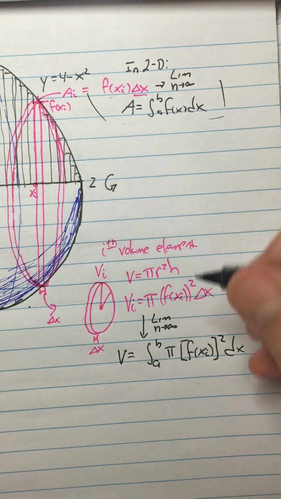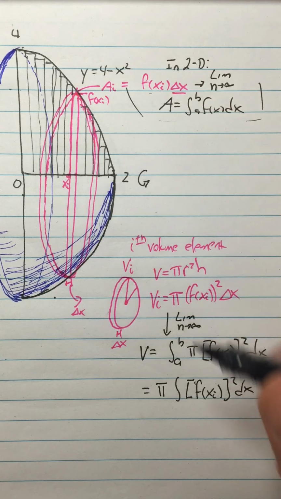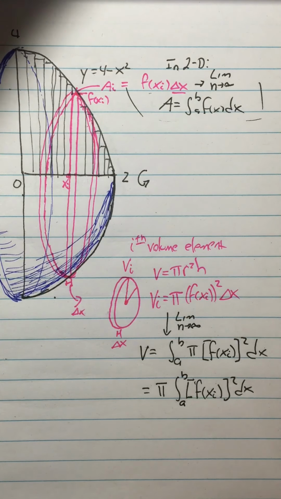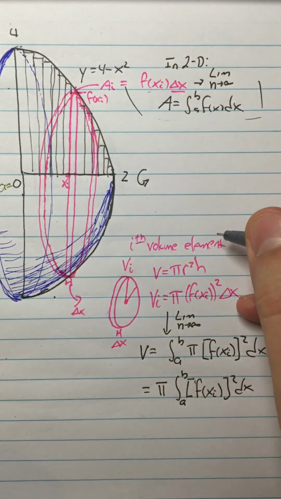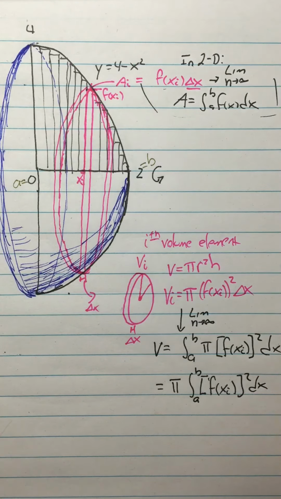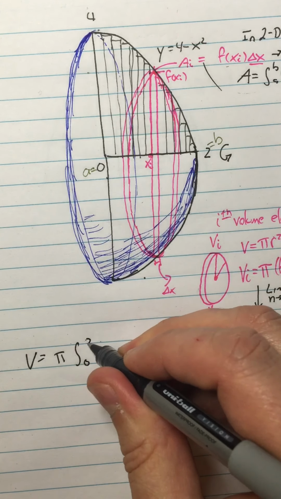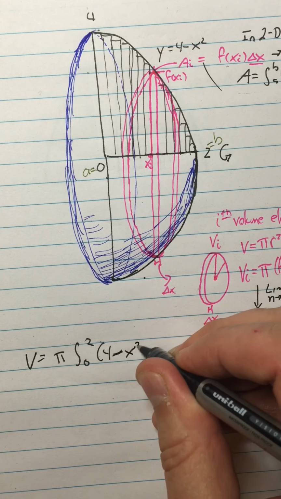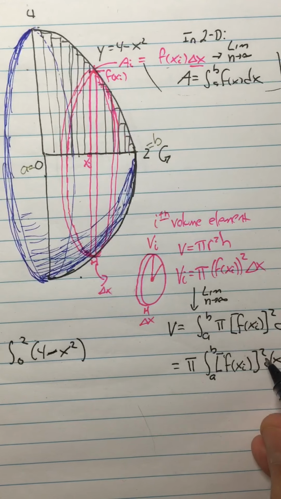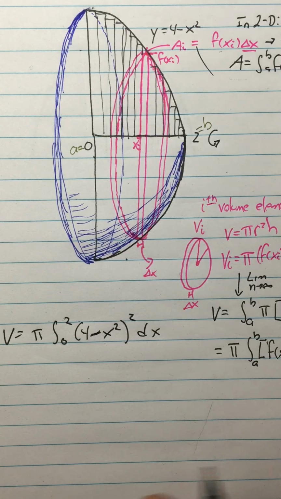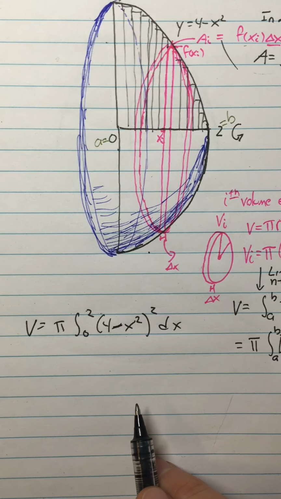All right, well, how hard would it be to find the volume for this particular shape? We're always going from a to b. So what are our a and b? Our a is 0, and our b is 2. That means the volume of this shape is equal to pi times the integral from 0 to 2 of the function 4 minus x squared, but then squared, dx. Now, you can handle this integral any number of ways.